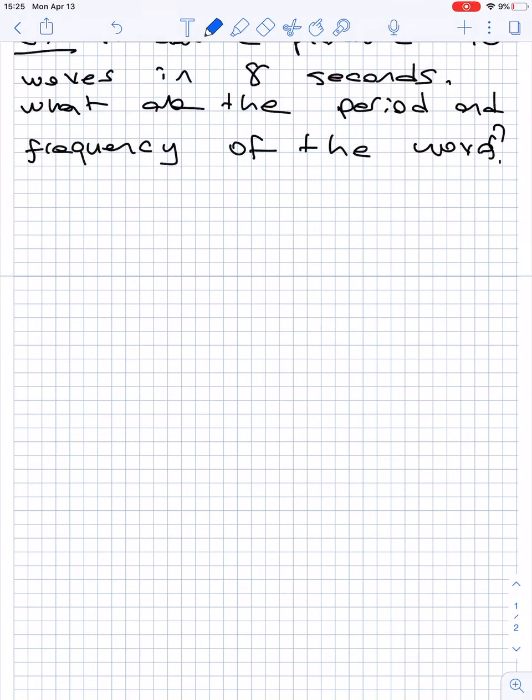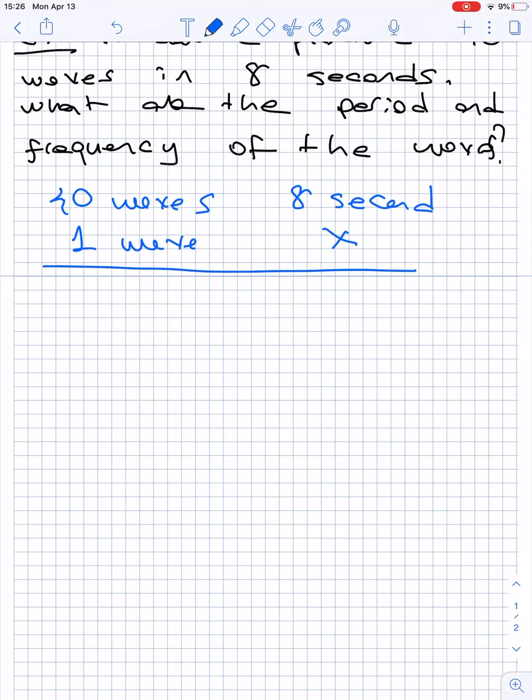Okay, which information do we know? We know 40 waves are passing in 8 seconds. If 40 waves are passing in 8 seconds, one wave will pass in how many seconds? This is my equation: x multiplying 40 is equal to 8. x is equal to 8 over 40, which is 1 over 5. This is my period, because always one wave is passing in one complete time. One complete time means period.